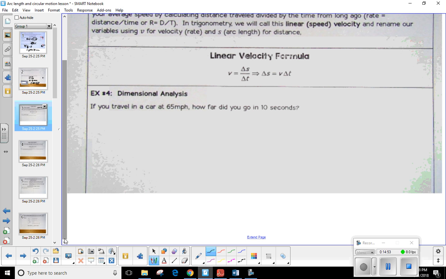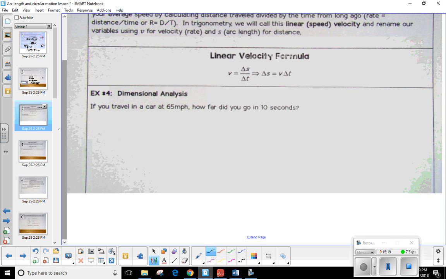Okay, now here's the thing. My speed is in miles per hour, right? So if I'm looking for distance, what has to drop out? Yeah, the hours. I've got to get rid of the time. But we have another issue. This is in miles per hour, and we're asking the question in seconds. Changing those units of measurement, that's what we call dimensional analysis.